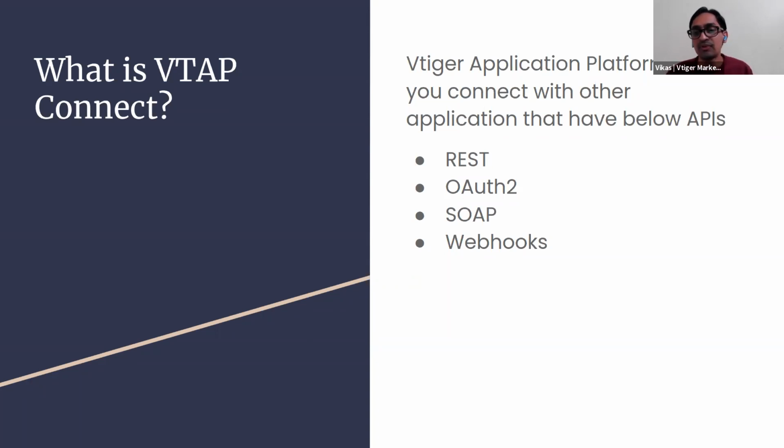APIs. So nowadays you have seen most of these applications are on cloud, everyone is coming to the cloud. So if you are on cloud, then there's a good possibility that you will be exposing that information through some programming interfaces. Some of these programming interfaces are REST, OAuth, SOAP, and webhooks. So any application that has these abilities, Vtiger can connect to them and interact with them.